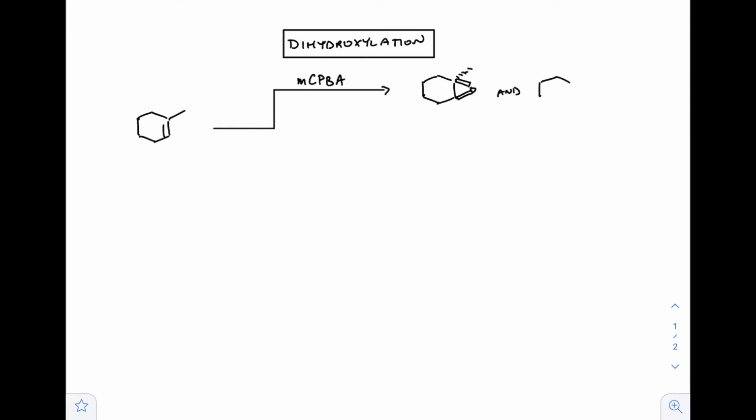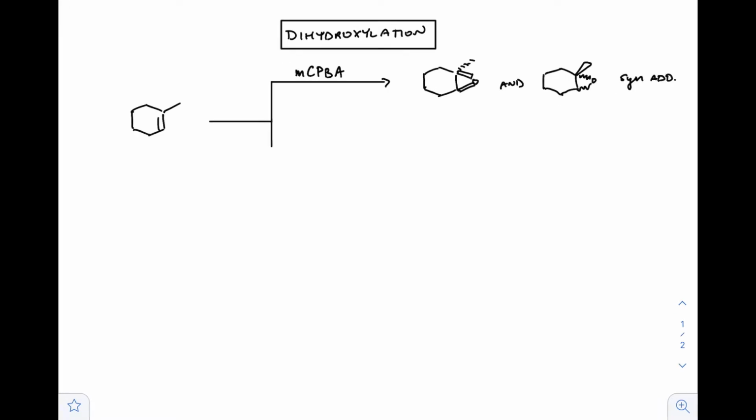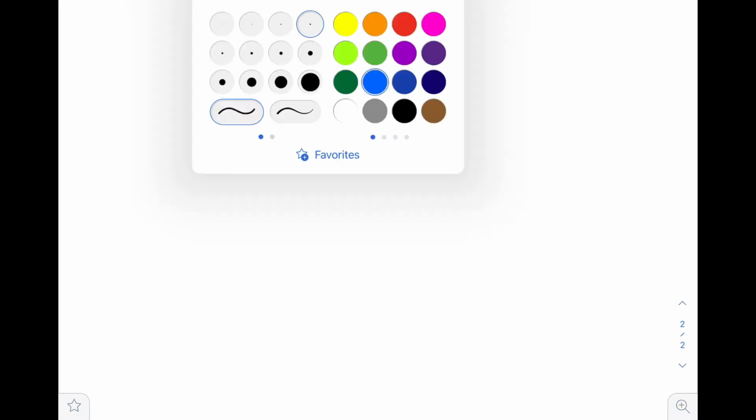We got an epoxide. Remember, the MCPBA can approach from the top or the bottom to give you the wedge or the dash for that epoxide. And this is by definition syn addition, right? So we get the oxygen attached to the top plane or the bottom plane of that double bond, and we have two epoxides. Now, what do these epoxides do?